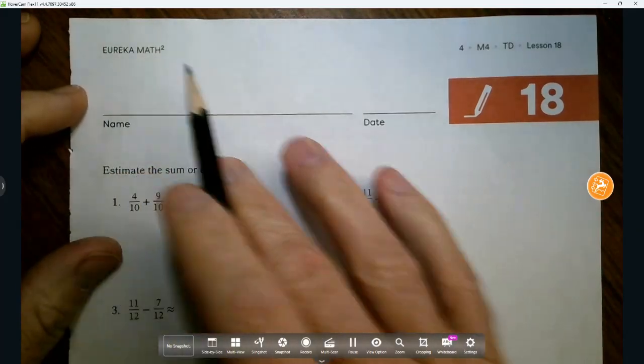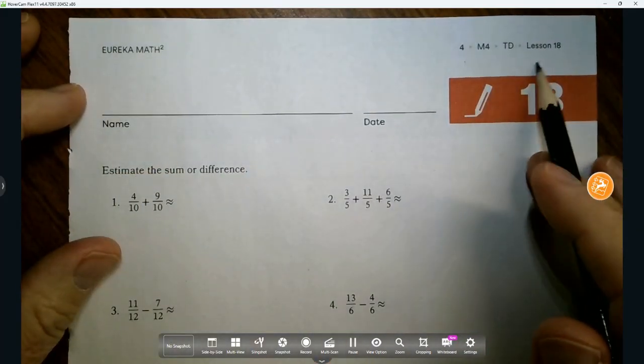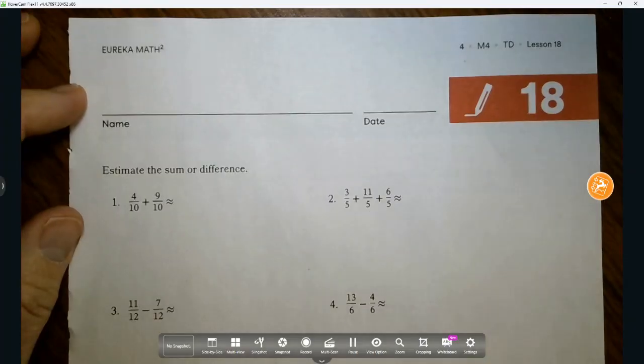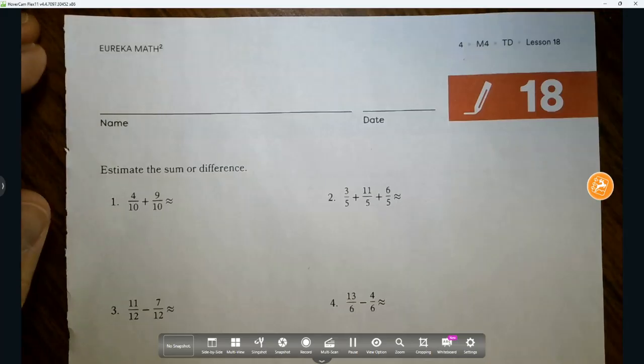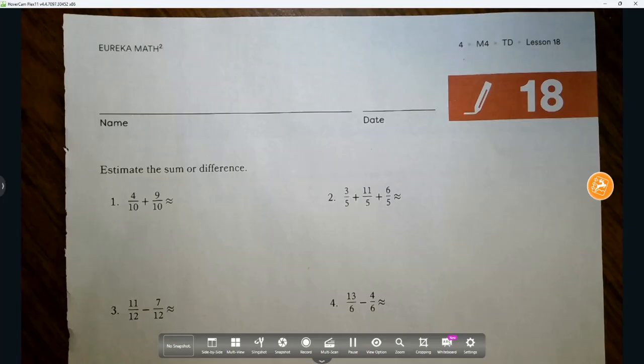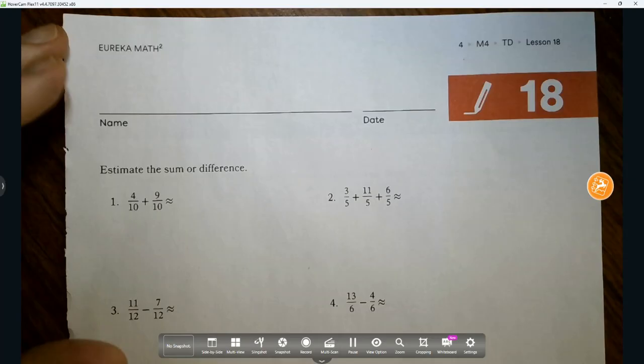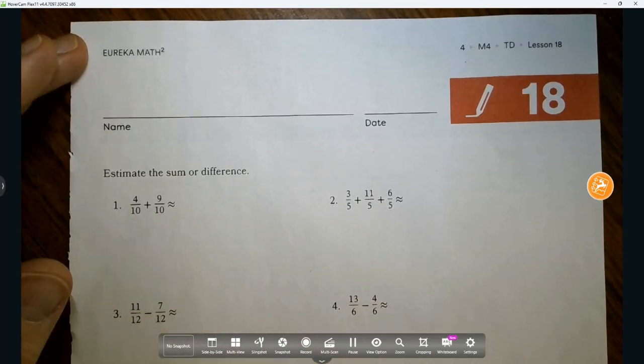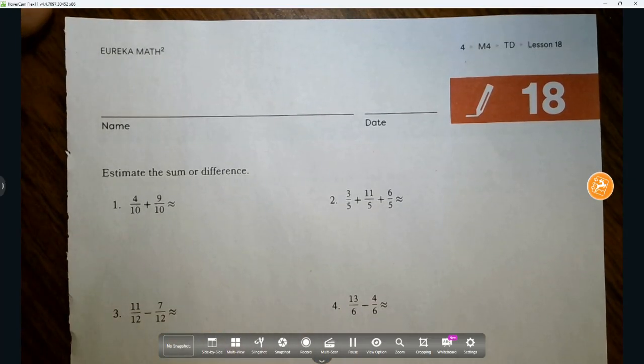This is Eureka Math Squared, fourth grade module 4, lesson 18. Estimate the sum or the difference. They want us to estimate it. I don't like really estimating these. I like figuring them out. So we're just going to figure these out, right? It says estimate the sum or the difference. That means addition, subtraction. We're not going to estimate. We're going to figure them out. I don't think there's really a reason for it.